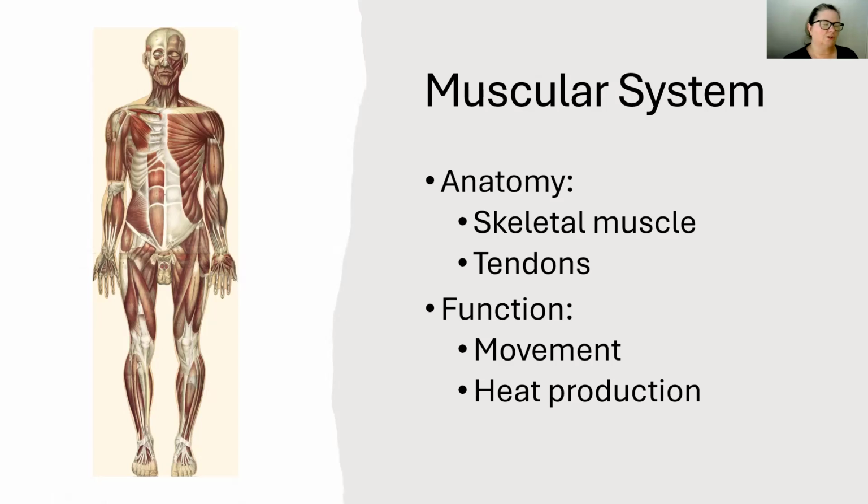Tendons, of course, attach bone to muscle or muscle to bone, however you want to look at that. Ligaments, what we were talking about in the skeletal system, attach bone to bone. The function of the muscular system is to provide movement and also heat production. Every time our muscles contract, they produce heat.